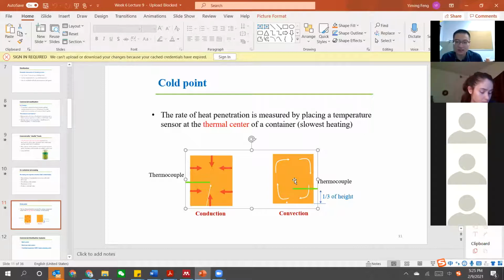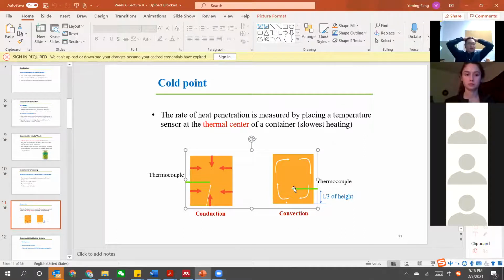Assume that it is very viscous, then the thermal center will be right in the middle, right? But when we gradually increase the viscosity, then the movement of the liquid upon heating gets slower and slower. And then this thermal center gradually lowers to the 1/3 height. Sometimes I saw in some cases it even goes to 1/4 of the height.